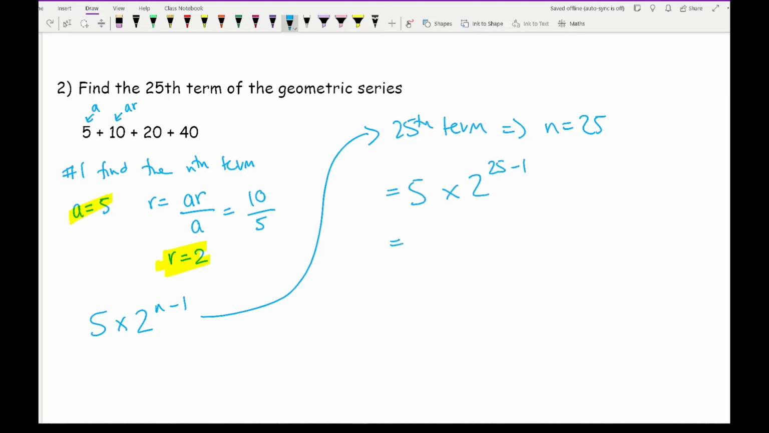I've got 5 times 2 to the power of 24, and it gives me an answer of 83886080. There is my final answer.